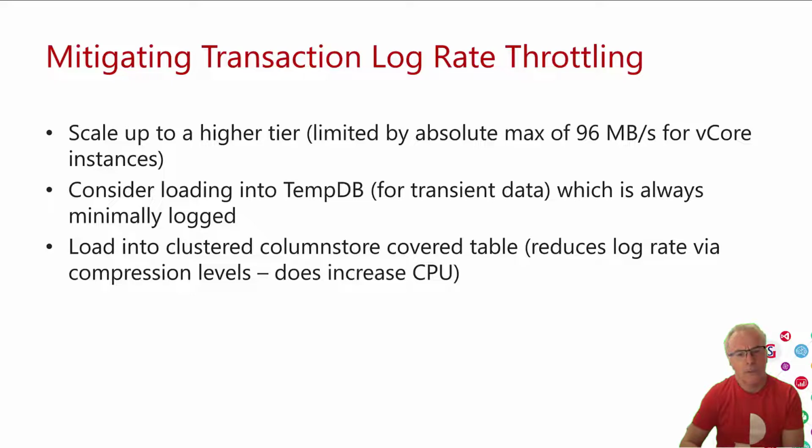When you're doing bulk loads, you might want to consider loading into TempDB first of all, particularly if it's going to be transient data. So if you're going to load something in and then further process it before loading it into the final destination tables, TempDB is a great destination for that because it's minimally logged and it doesn't have the same impact through the throttling. So you might have to change your patterns there to make sure you get the benefit from that. You may also want to look at seeing if you can load it into clustered columnstore indexes.